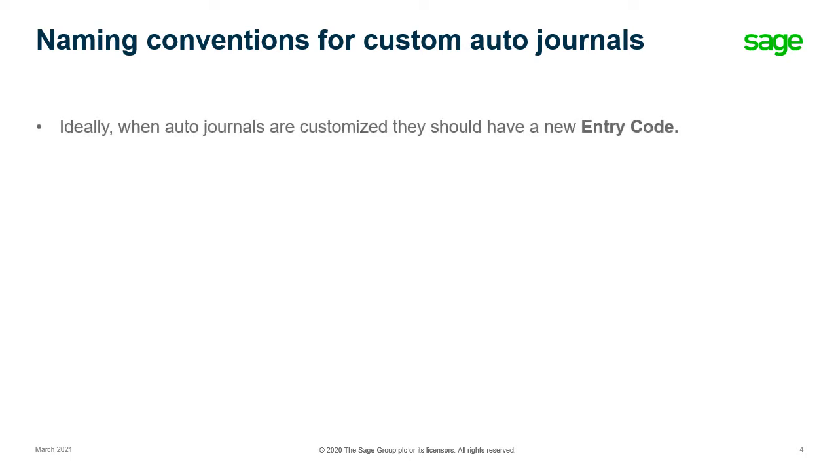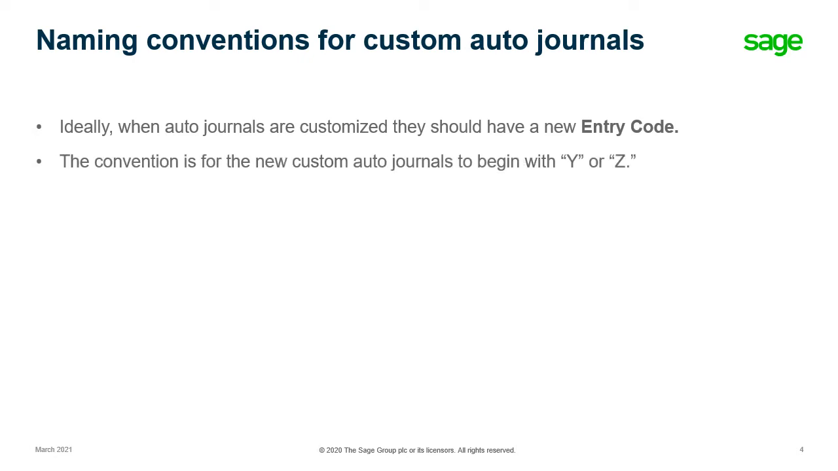Let's look at the naming convention for custom auto journals. Ideally, when auto journals are customized, they would have a new entry code. And the convention for the new custom auto journals is to begin with the letter Y or Z. Now, auto journals starting with the letter X are for add-ons, like import tracking.